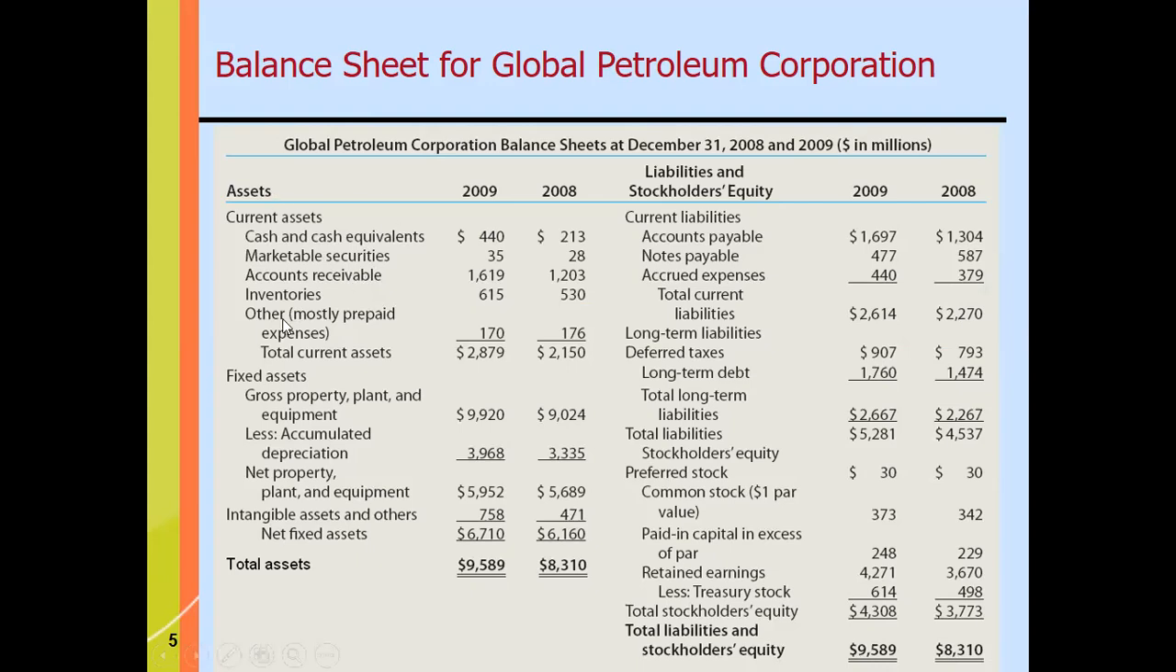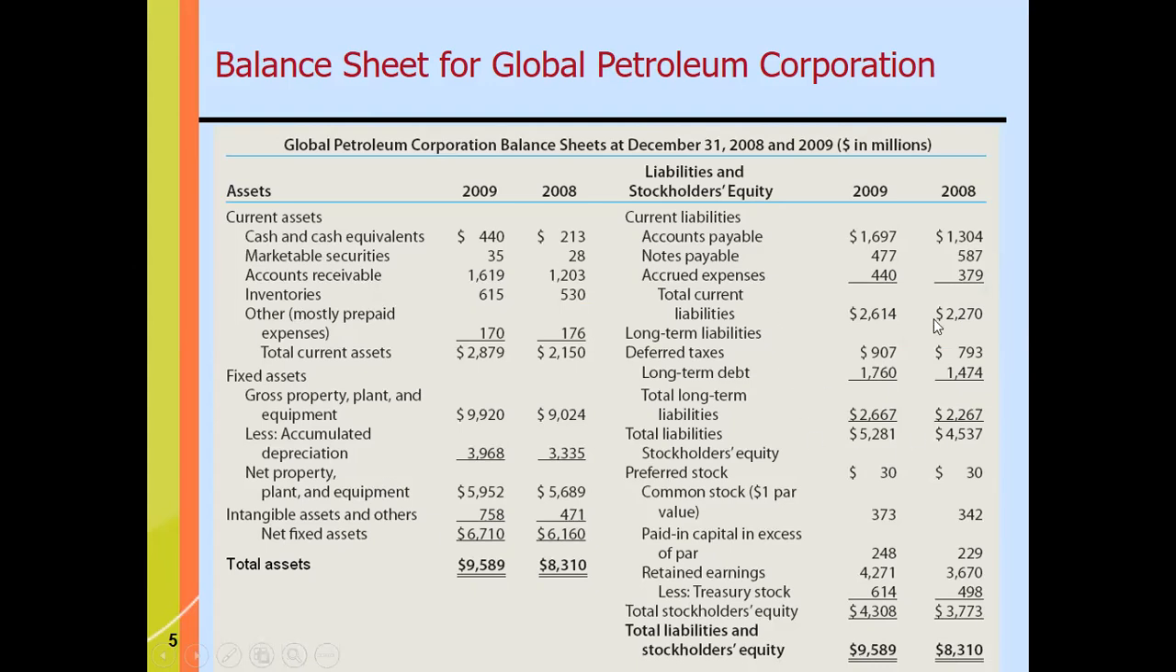Under the asset section, we have current and fixed assets. Fixed assets is actually the US GAAP term for the IFRS term that we are using now, property, plant, and equipment. So we can see here property, plant, and equipment, and then intangible assets like franchise, patent, etc., and the other assets. So we have here the total assets.